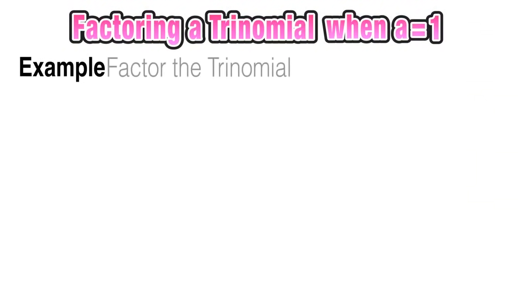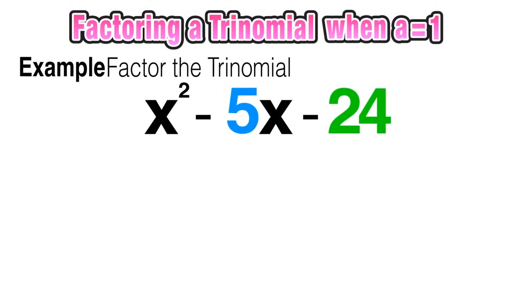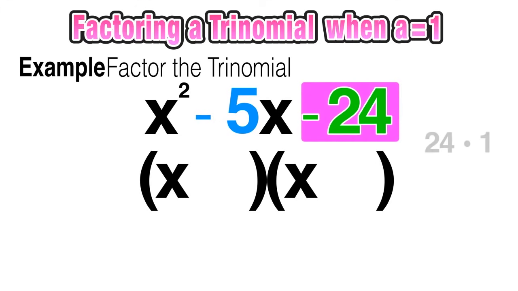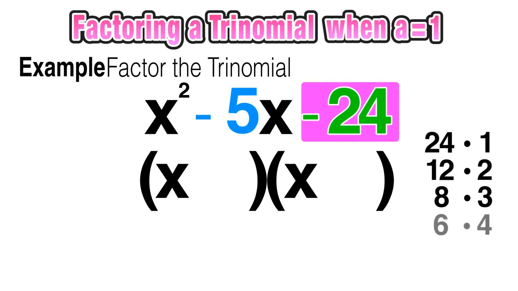So for our next example, we want to factor the trinomial x squared minus 5x minus 24. So this trinomial has some minus signs in it, but the process is all still the same. We need to find two numbers that add to negative 5 and that multiply to negative 24. Just like the last example, let's go ahead and list the factors of negative 24. So we have 24 and 1, 12 and 2, 8 and 3, and 6 and 4.